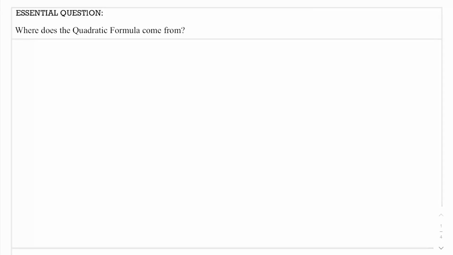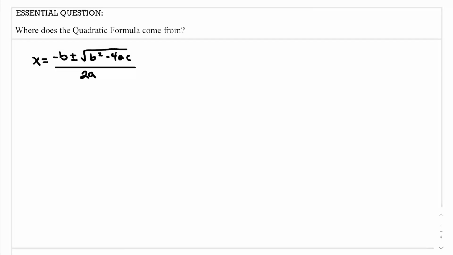If you've ever taken an algebra class and you've covered quadratics, then you've probably heard the song. I know you've seen the quadratic formula, but we all should know it. It's x is equal to negative b, or the opposite of b, plus or minus the square root of b squared minus 4ac, all divided by 2a.